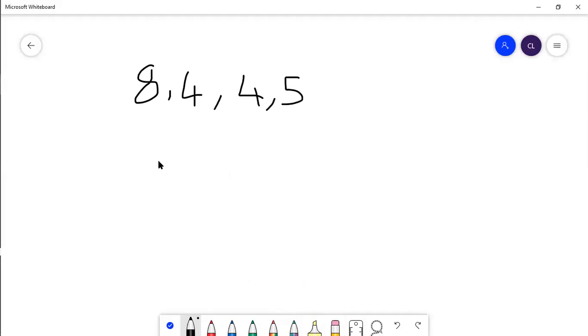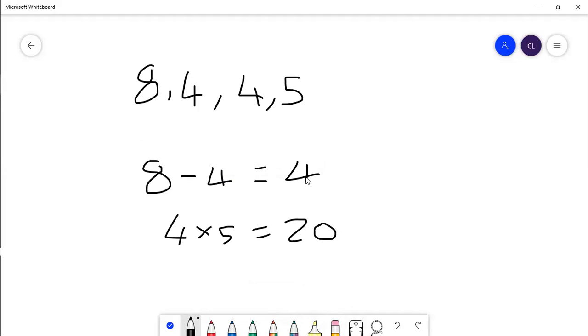Let me do this one for you guys. So I can say 8 minus 4 is equal to what? Is equal to 4. Then I can say 4 times 5 is equal to what? To 20. Then I say 20 plus 4 gives me what? 20 plus 4 is equal to 24. Simple as that.